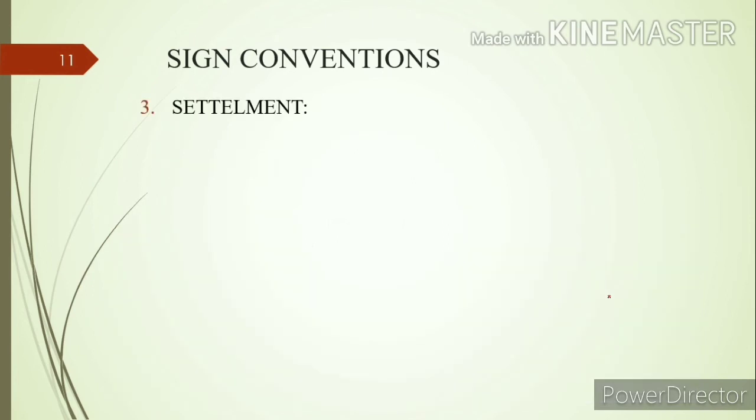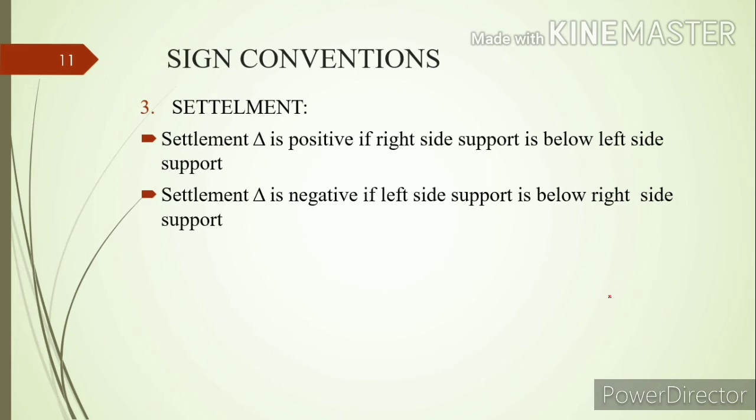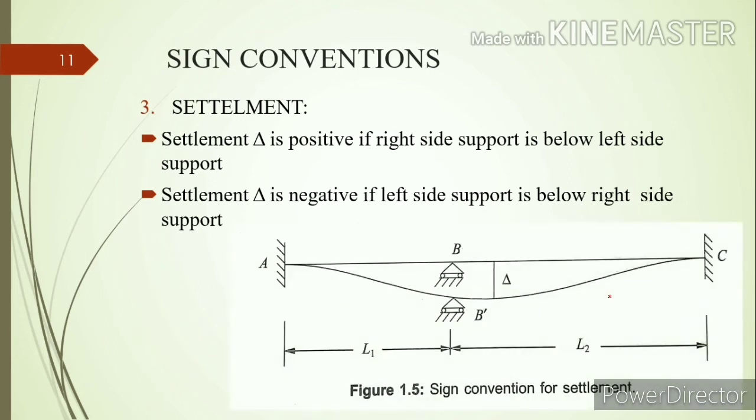Next one, the sign convention for settlement. Settlement delta is positive if the right side support is below the left side support. Similarly, settlement delta is negative if the left side support is below the right side support. Settlement means, if we consider a continuous beam ABC, here we can see that the support B is below the supports A and C by an amount delta. That is, the support B is settled by amount delta. The supports A, B and C are not at the same level. B is below the supports A and C.